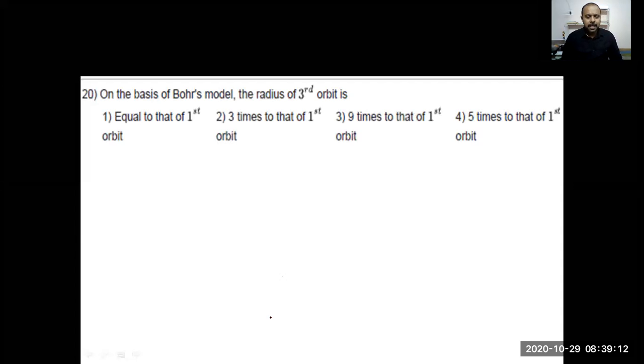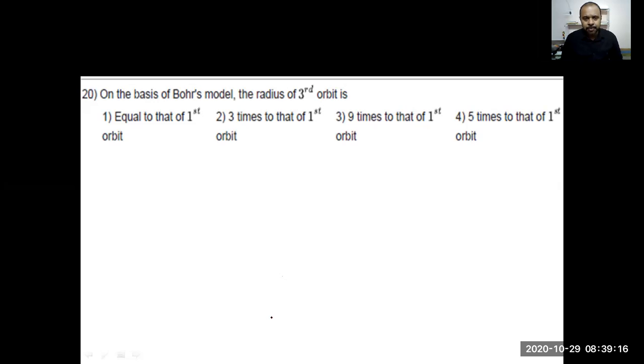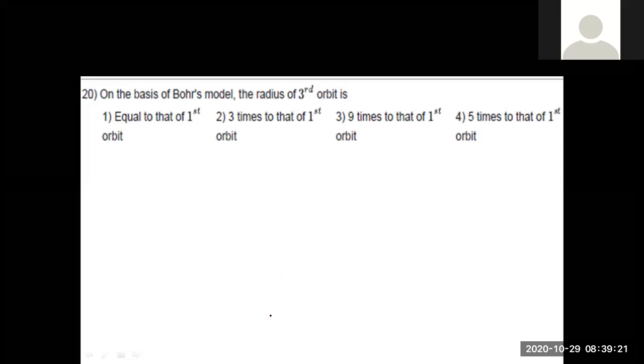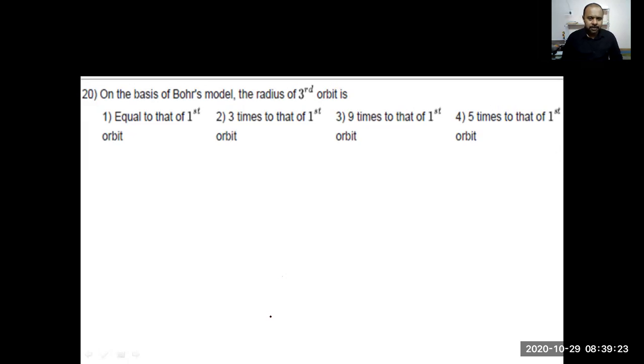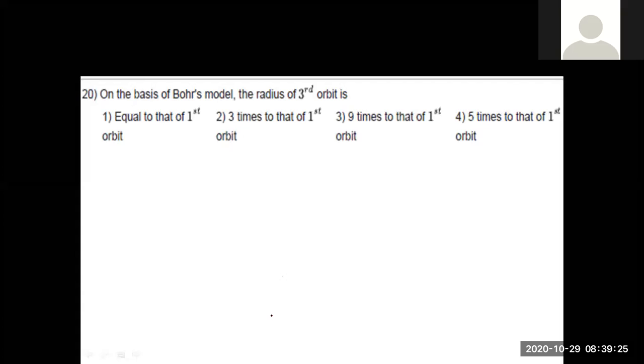20. On the basis of Bohr's model, the radius of third orbit is? Third option, sir. 9 times that of first orbit. The reason is n square by Z. That's it.